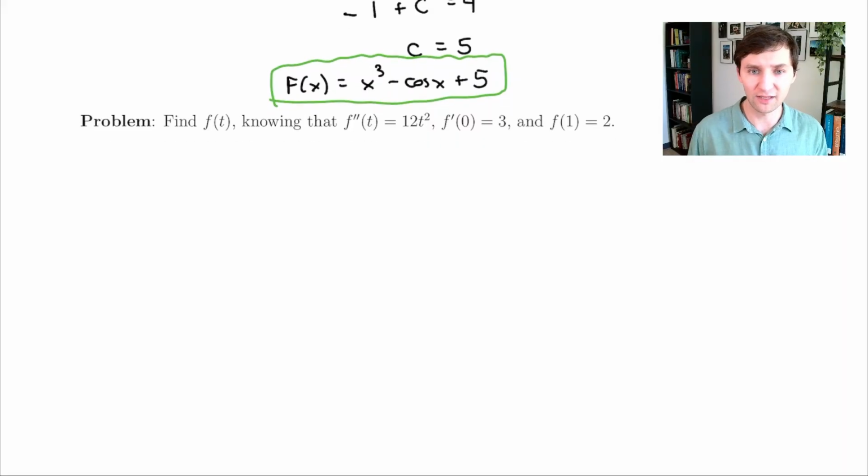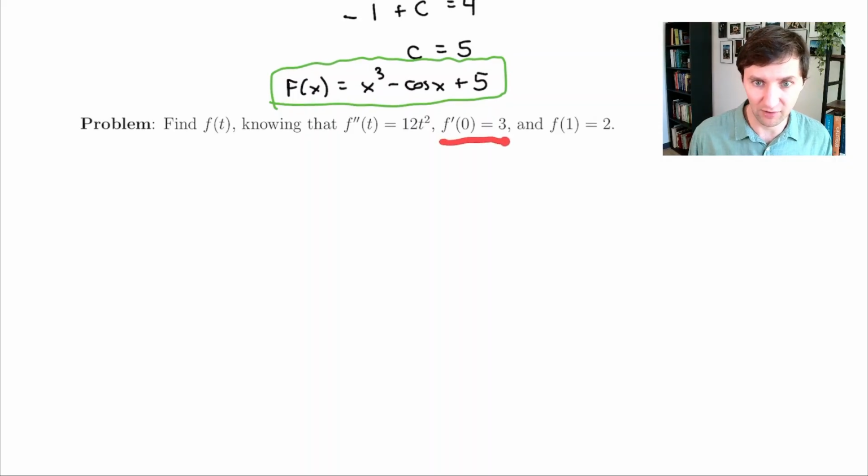Let's see if we understand this process by doing another problem. We are given a function f of t, and we know that the second derivative of f is 12t squared. We know that the value of the derivative at 0 is 3, and that the value of the function at 1 is 2. If you would like to try this problem on your own, stop the video now.